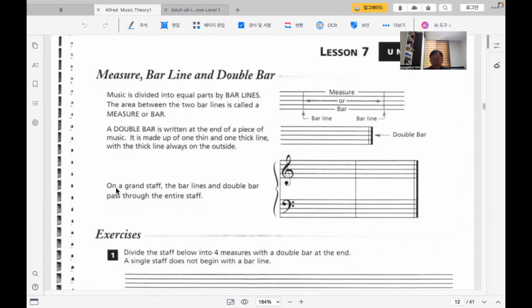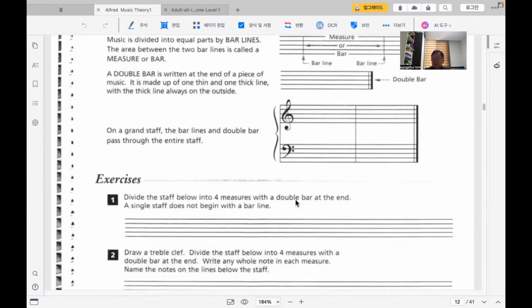Also, think about it. A staff with the treble clef and bass clef, joined by a brace here, we call this a grand staff. How do we draw bar lines and a double bar? They pass through the entire staff like this. Bar 1, bar 2.